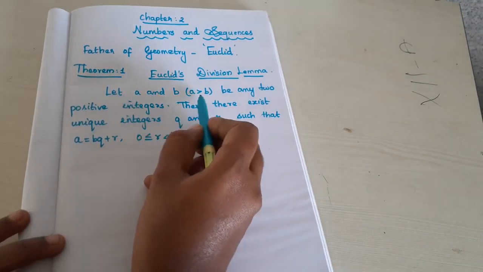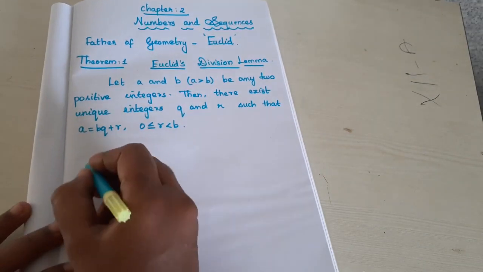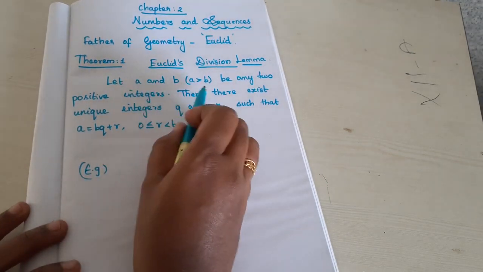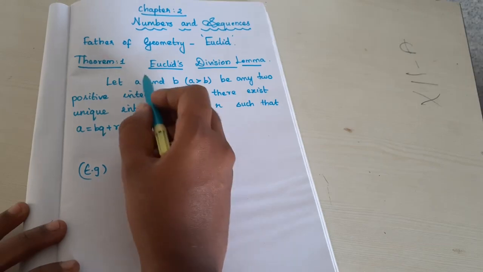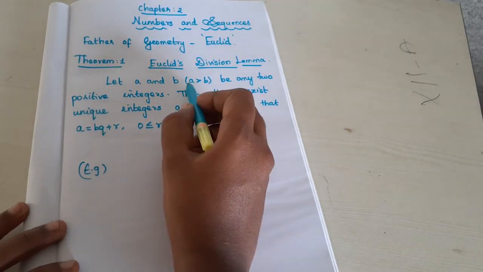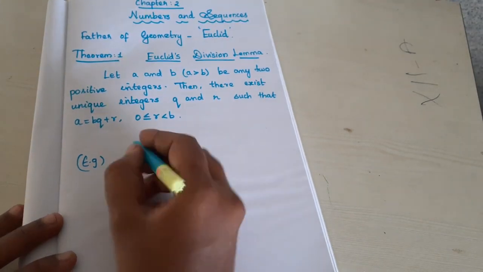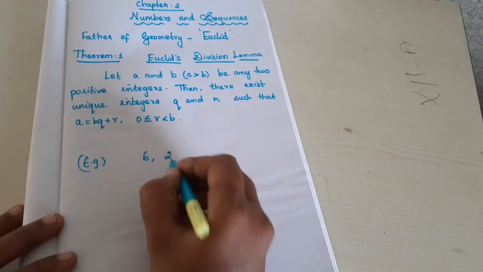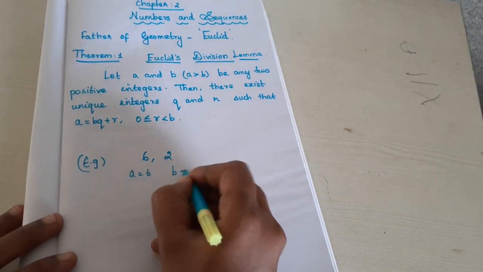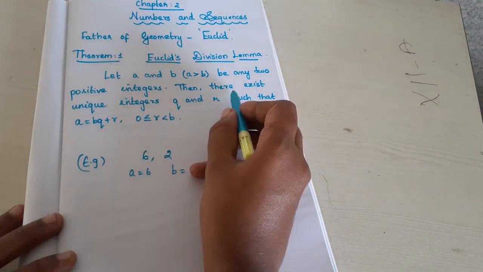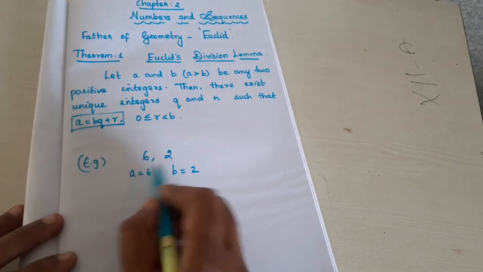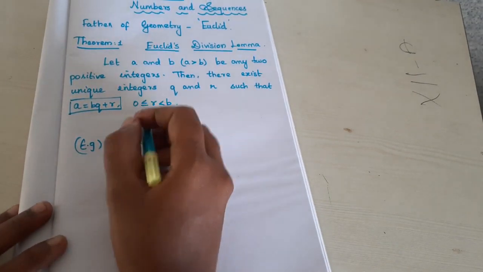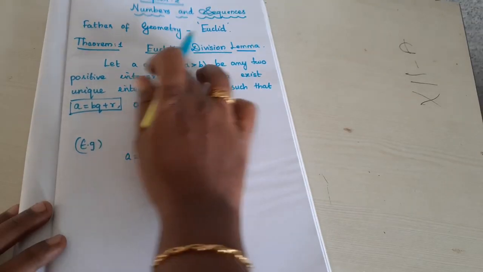Listen, let a and b be any two positive integers. For example, we can take any two positive integers. What is the meaning of positive integers? 1, 2, 3, 4, etc. A and b we can take any two positive integers, but what is the condition? a should be greater than b. So 6 and 2 we can take. a is equal to 6, b is equal to 2. Then there exist unique integers q and r such that a is equal to bq plus r. In that format we can write this 6 and 2. And 0 less than or equal to r less than b. This is Euclid's division lemma.